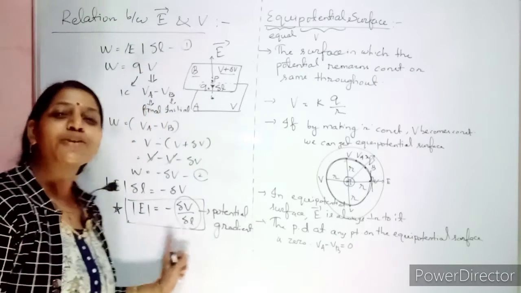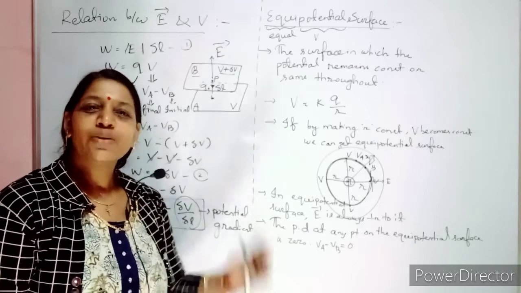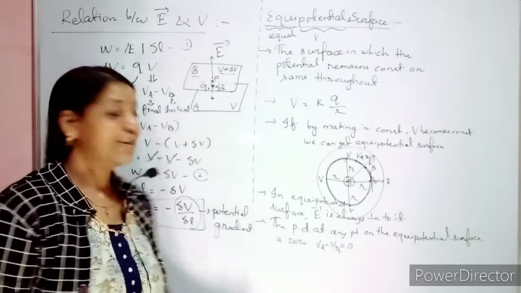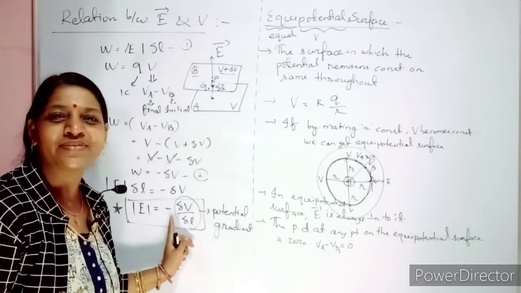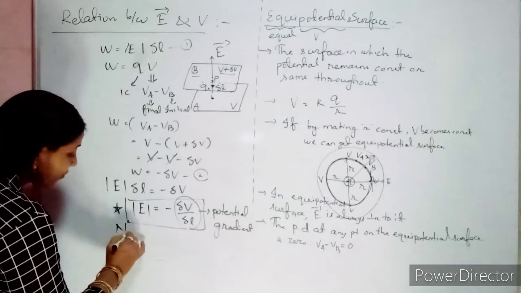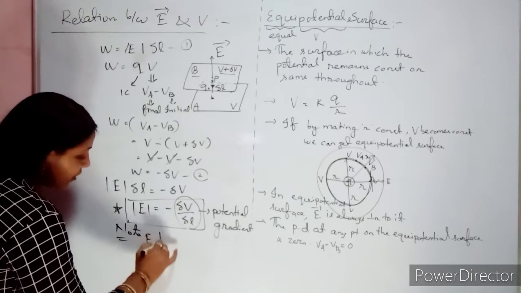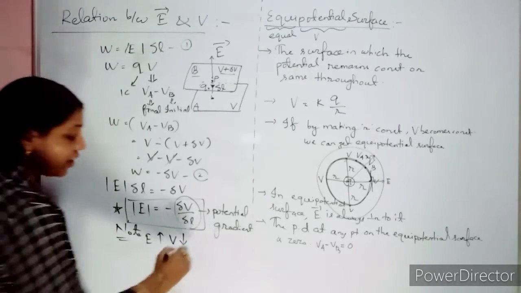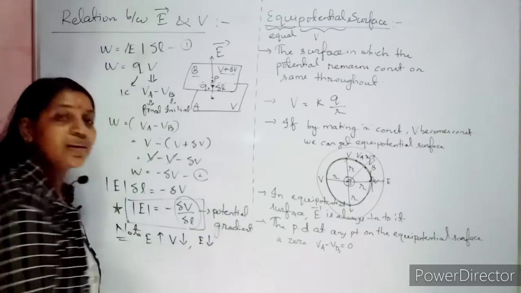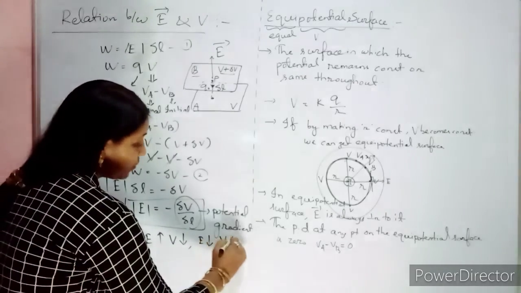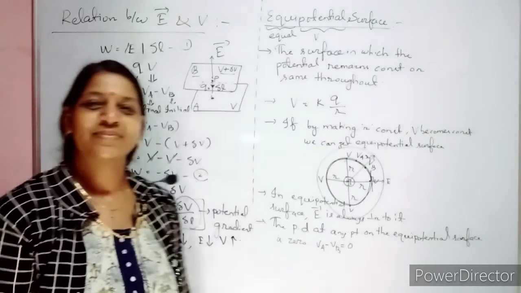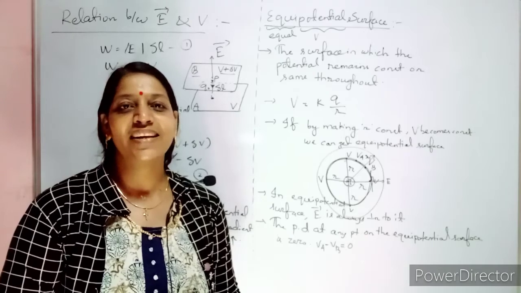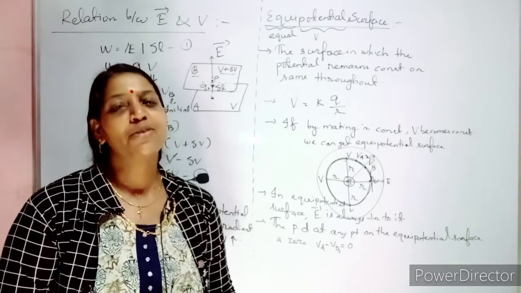Now what are you concluding from this? In the direction in which the electric field increases, the potential decreases, because of the relationship, see the negative. So make a note here: in the direction of increasing electric field, your potential decreases. Or vice versa, in the direction of decreasing electric field, potential increases. So your electric field is always the negative of the potential gradient. I hope you get the clarity.